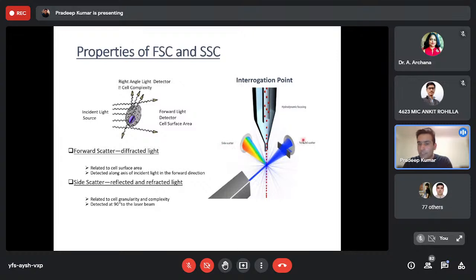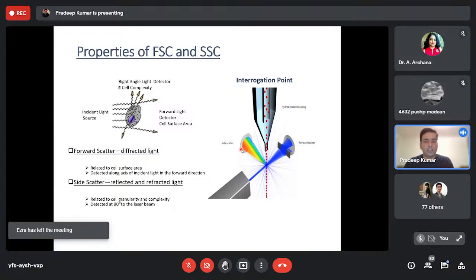So forward scatter gives us information of size because it is coming from the surface of your cell. While side scatter information comes from inside of the cell, basically because of the granularity: fewer granules, less light, more granules, more light is collected. Because we are collecting it at 90 degrees to forward scatter, that's why we call it side scatter. Okay, so that's the first two pieces of information that we get: forward scatter and side scatter.